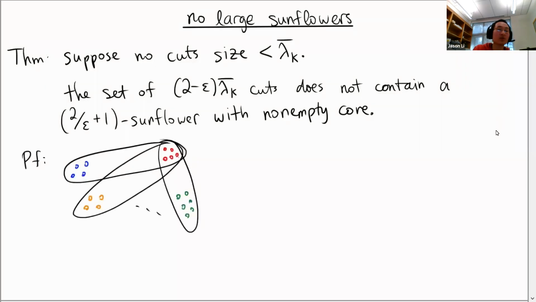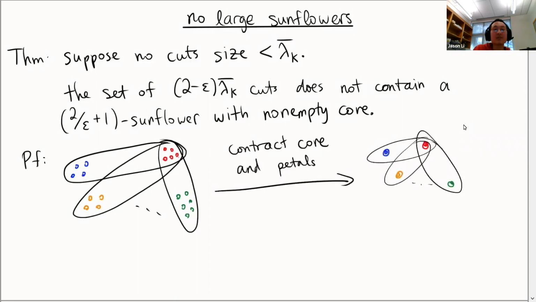Okay. So what is the proof of the statement? Suppose otherwise that there is a large sunflower in the graph with non-empty core. So again, there's a core, the red vertices, and there are the petals, which are disjoint. First, let's imagine contracting the core into a single vertex, and also all the petals into single vertices.